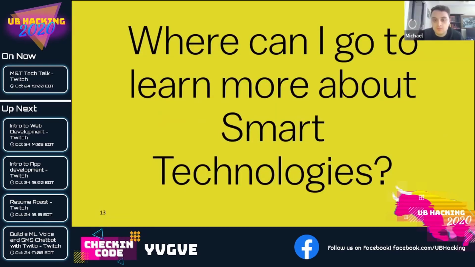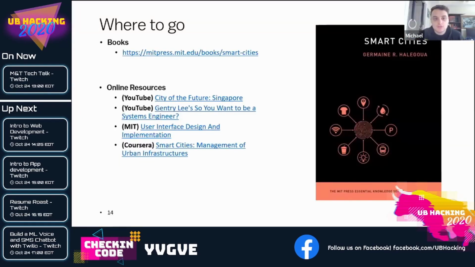Where can I go to learn more about smart technologies? So we put some references on this slide for where you can go. In MIT Smart Cities class, they use this book called Smart Cities. It's a really good read, and it's fairly new. So you know that you're getting the newest technology when reading it, and it's not outdated. Some online resources that we have are a couple YouTube videos. One that goes into detail about Singapore and how they're using smart technologies to improve the lives of their citizens.